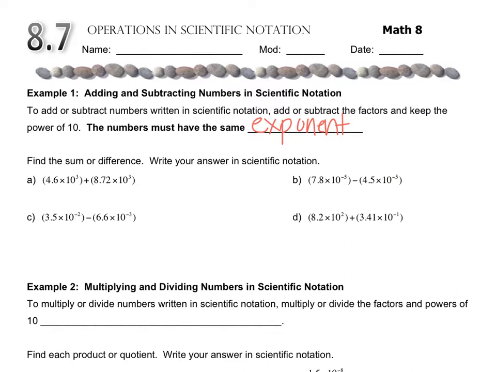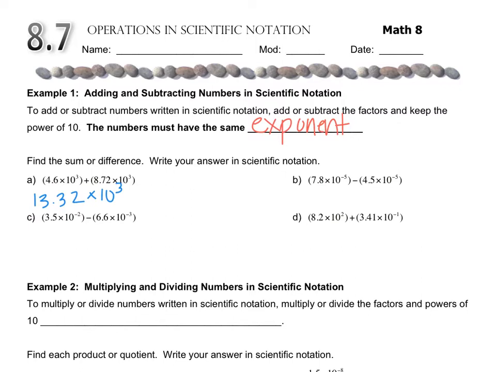So in letter A, we're going to add the numbers and keep the power of 10. So it's going to be something times 10 to the third, and I just need to do 4.6 plus 8.72. You can use a calculator for that for sure. So when you do that, you get 13.32. And you think you're done, but you're not, because remember the rule for scientific notation is that it has to be between 1 and 10, and 13 certainly is not. So we need to move the decimal to put it right here.